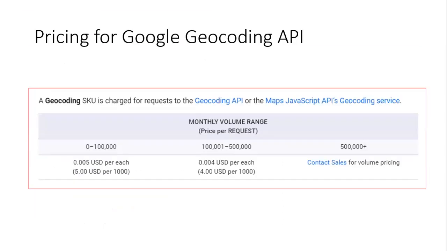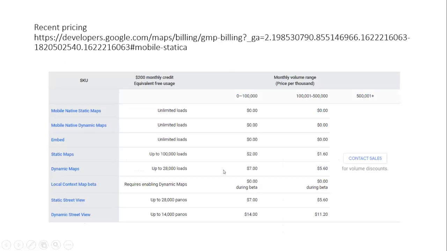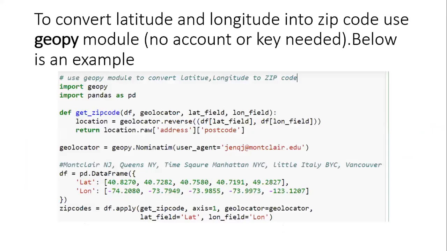But now you have to pay, even though they don't charge too much. You can see that 1,000 requests is about $5 or so, and this is another screen showing that they now charge. Actually, we found another module called geopy, which at least for now you don't have to pay for. All right, so this is a good thing, but they require that you have a user agent.